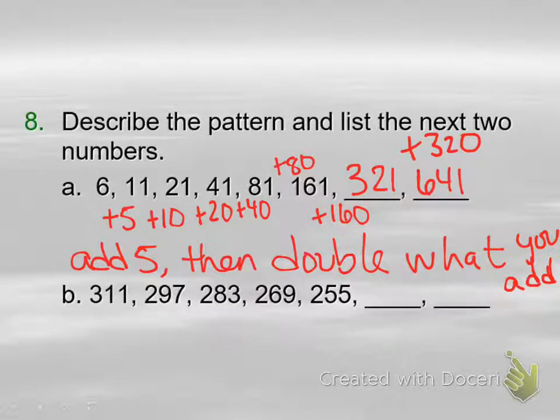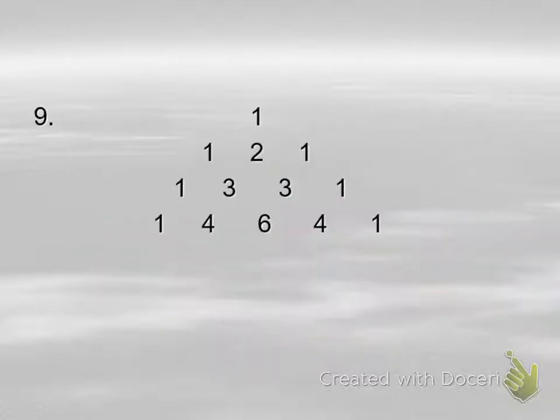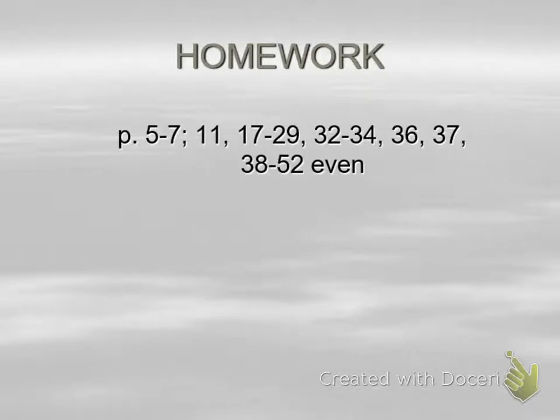All right, so we notice that we are subtracting 14 each time. So what would be the next number? 241, and then after that? 227. This is what's going on. If you add 2 entries, dang, I keep doing that. That's not your homework.